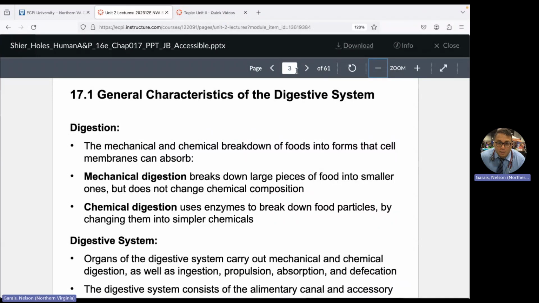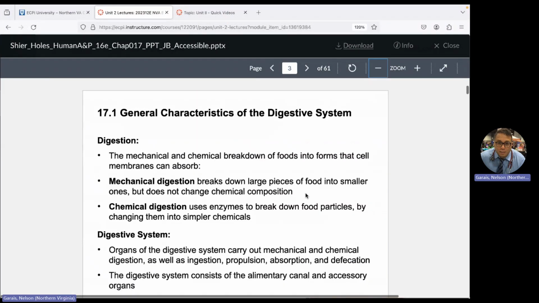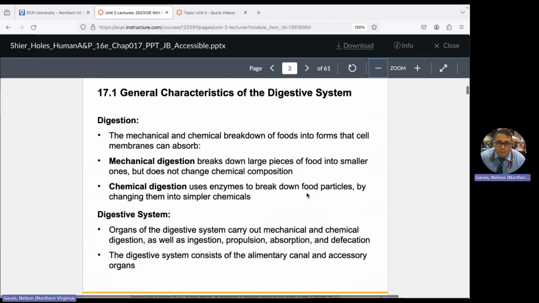Alrighty, this is the digestive system. The digestive system is part of your metabolism, and it's part of breaking down foods, because ultimately we only want the monosaccharide glucose, and then everything else becomes waste. There are two forms of digestion, mechanical and chemical.